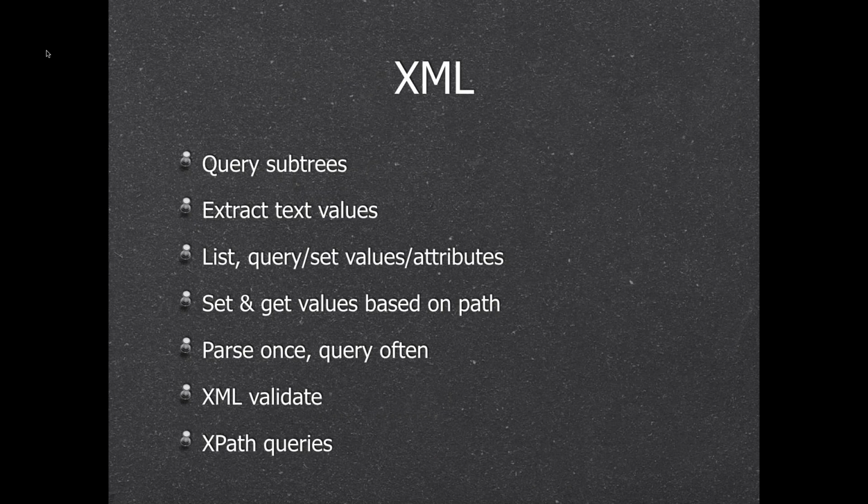Then we have XML functions where you can make queries within a subtree. You can get the text values. You can edit values and attributes. You can even use our parse functions to get certain values from a hierarchy inside the XML. We can parse XML once and give you an ID back, so you can get quicker reaction times because we just parse it once and then keep it in memory. We can also validate XML with a schema and do XPath queries to get values from an XML file.